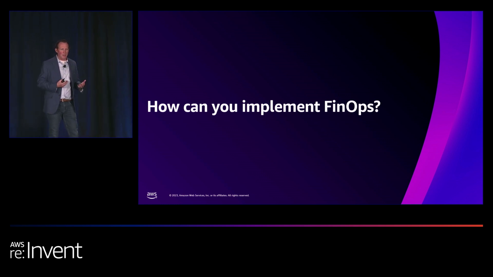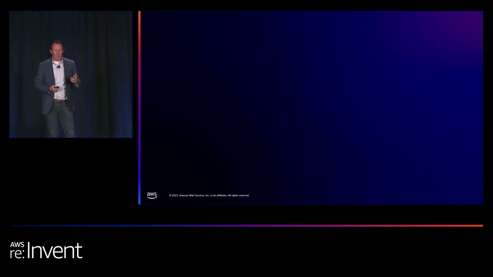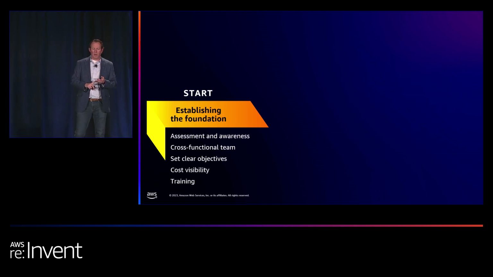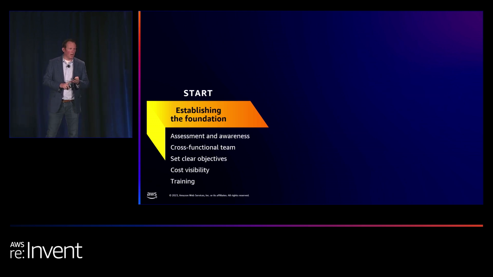So I'm going to talk about team composition and the elements and how you can best implement it. And we'll start out on the starting side, and I have elements and slides for each one of these, but this is all about establishing the foundation. How do you form a team? What are the norms you should have? What are the ways in which you should operate? And ultimately, how do you get visibility into what's going on within your cloud cost management?